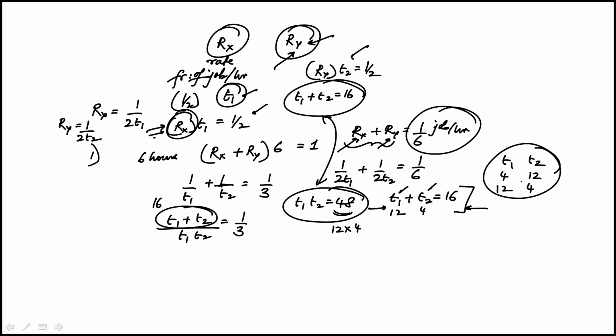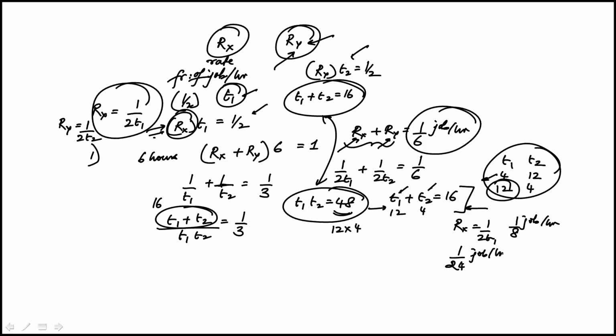So those are my possibilities, but you'll notice that that means the rate of machine X, which is 1 over 2T1, will be different. If it was 4 hours for T1, it would be 1/8 of a job an hour, or it is going to be 1/24 of a job per hour. So it would either take 8 hours to complete the job or 24 hours. We don't have a unique value. Statement 1 alone is insufficient. Statement 2 just tells us that the rate of machine X is greater than that of machine Y. That alone will not give me anything with all this information to solve for that.